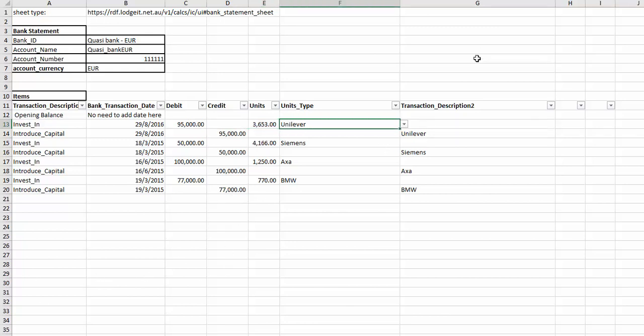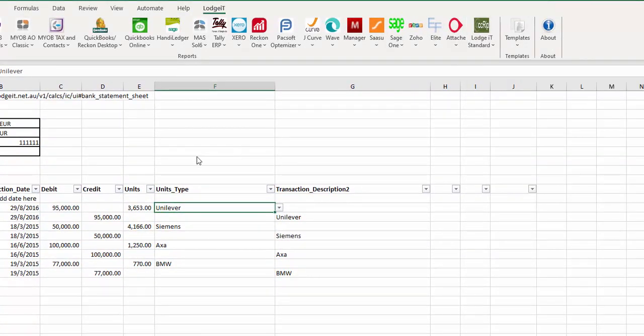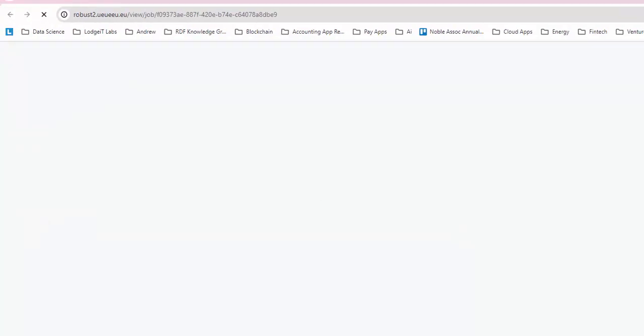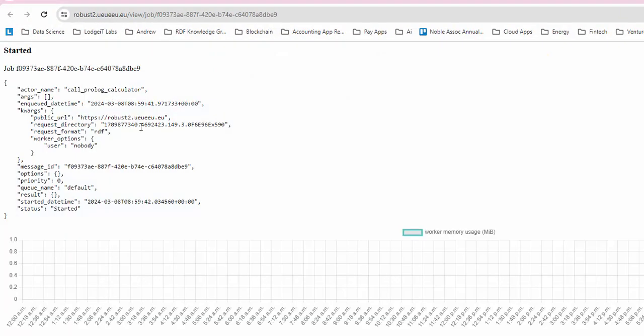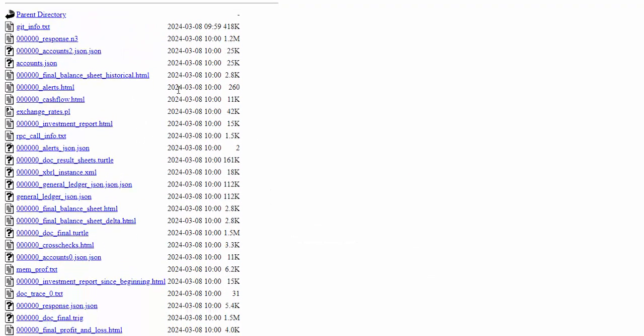So let's just see how this will process. So we are going to go to our investment calculator. We run that, give it a moment, let it run. Okay, so you see that we'll run this process using a Prolog calculator. So it's a Prolog engine, Prolog and Python. You can see the requested format here is RDF. So that transaction trail out of Excel was generated as RDF.